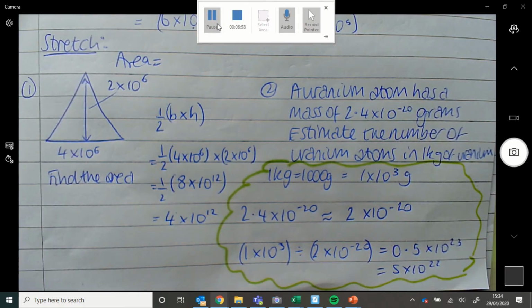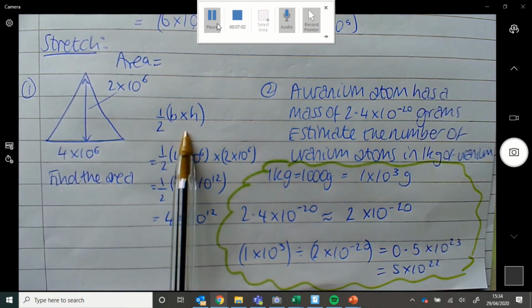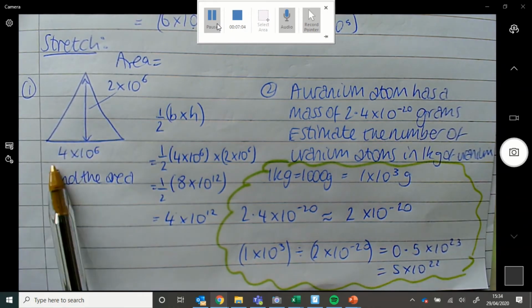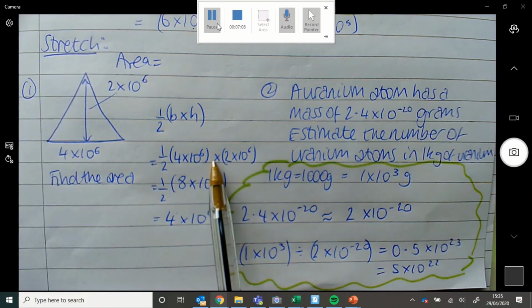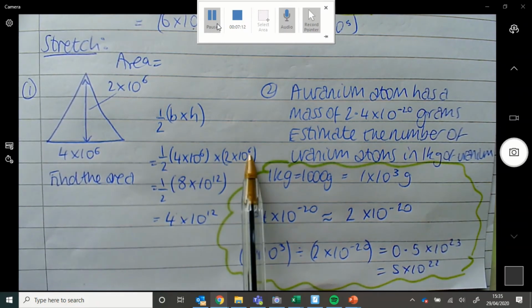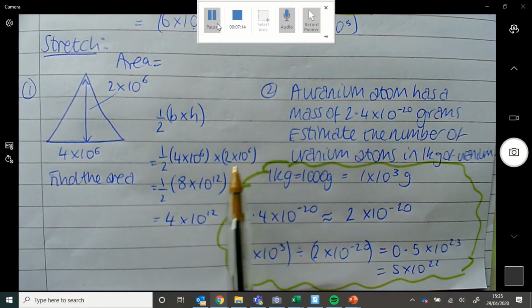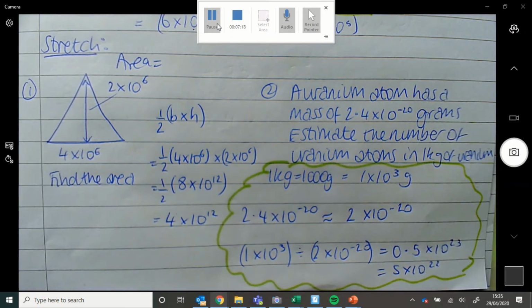Okay, so you can see here my working for the first question to find the area of a triangle. I know it's half base times height, so I did half of the base multiplied by the height, which you can see here. Calculate it using standard form, so 4 times 2 is 8, and 10 to the power of 6 times 10 to the power of 6 is 10 to the power of 12. And I need to half it, which is 4 times 10 to the power of 12. You don't halve the power of the 10, just the number part.